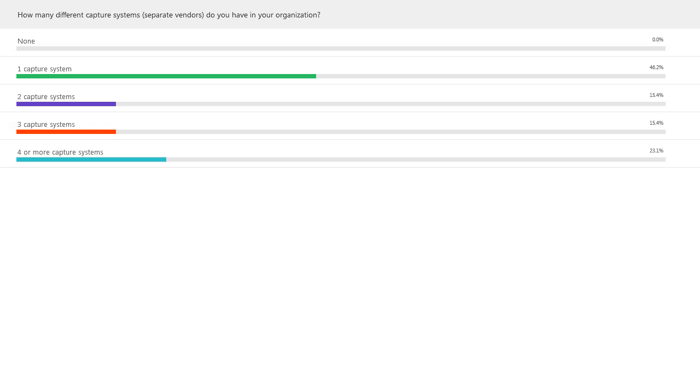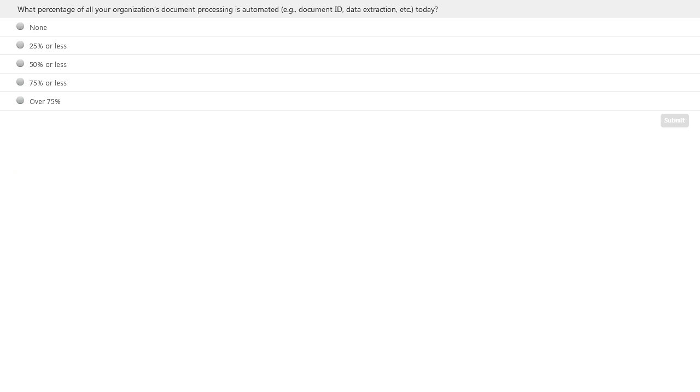And now for the next poll question. What percentage of all your organization's document processing is automated? Things like document IDs, data extraction, things like that. What is currently in your processes automated today? Nothing at all, 25% or less, 50% or less, 75% or less, or over 75%? Which quartile of your processes are automated today? And again, just give your best guesstimate on that if you're not exactly sure. So I'm also going to share these results out with everyone here.